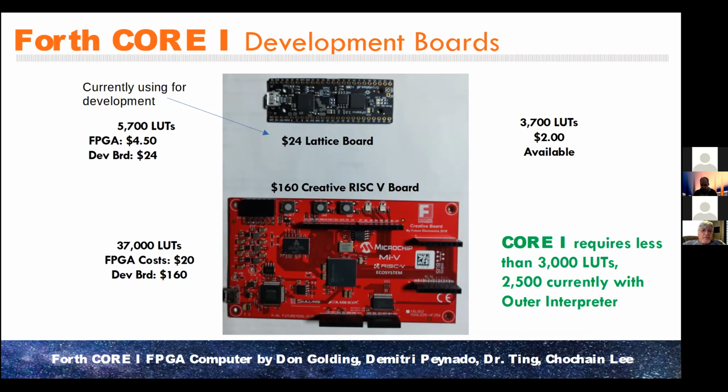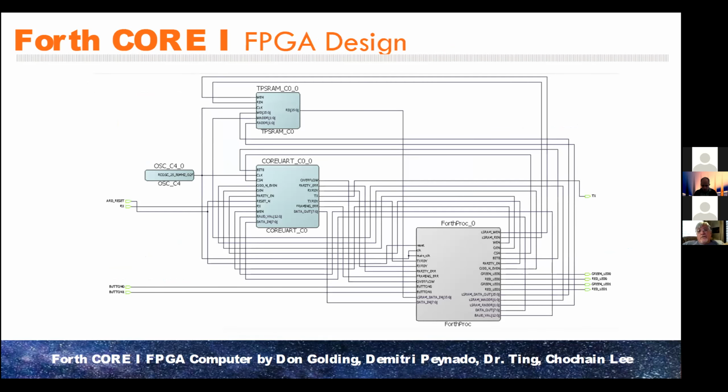I also started on a Creative RISC-V board that costs $160. Now, the FPGA on that board is only $20 and has 37,000 LUTs. You could put 10 or 11 of these 32-bit processors in there. I don't know what you'd do with all that. So there's a block diagram of it from the tools.